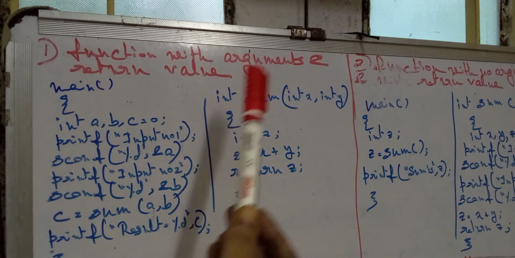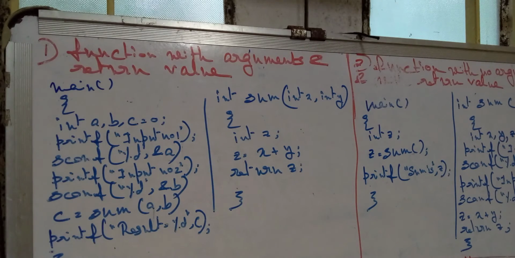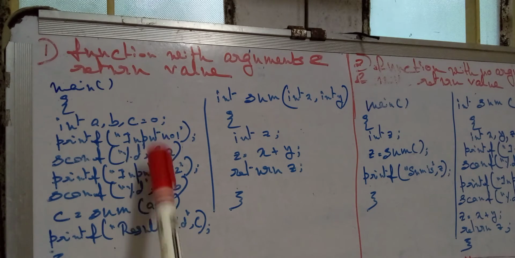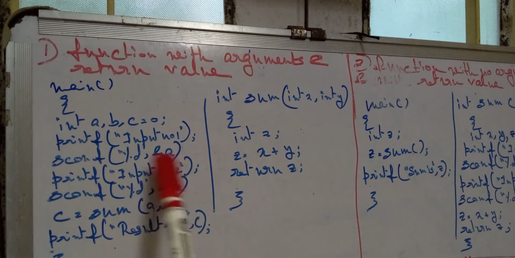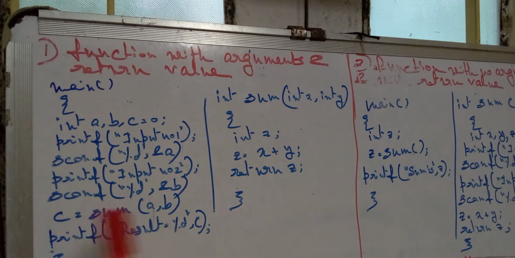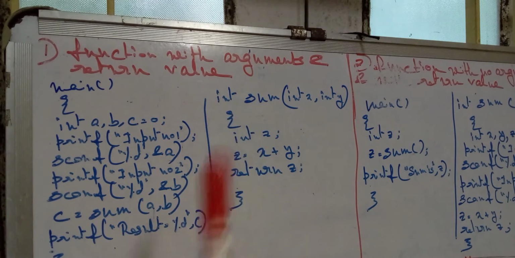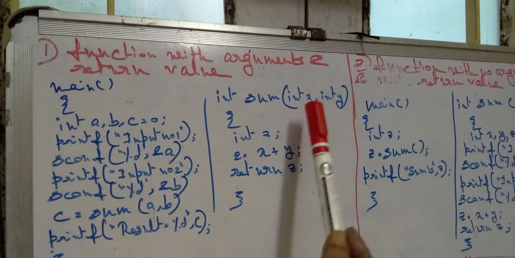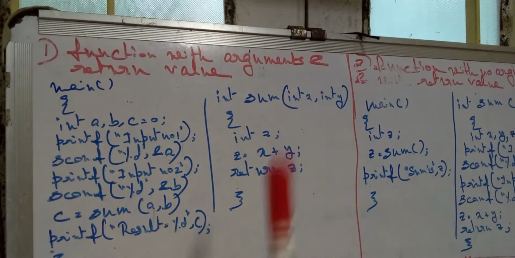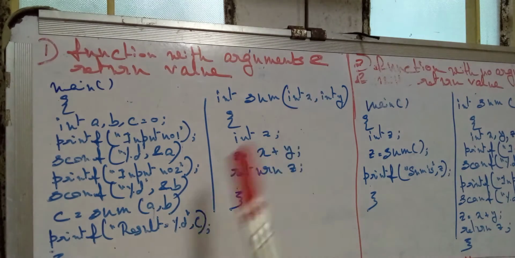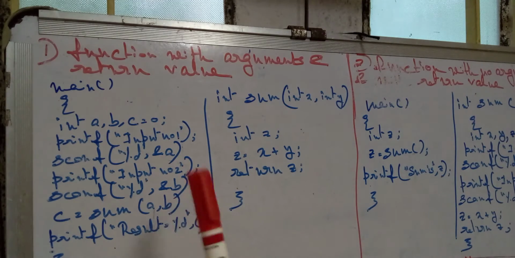One is function with arguments and return value. Here I have taken a small example. Just input two numbers and add them. I have taken three variables. Two numbers have been inputted and the sum function is called. This function where return type is integer and arguments integer x, integer y, because the values of a and b are passing and x is catching the value of a, y is catching the value of b.